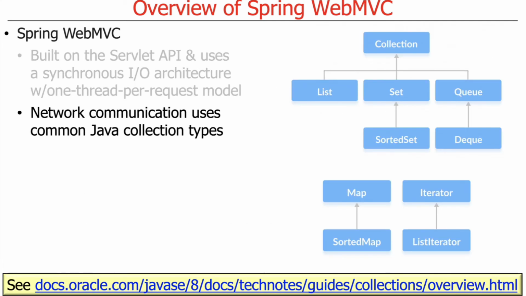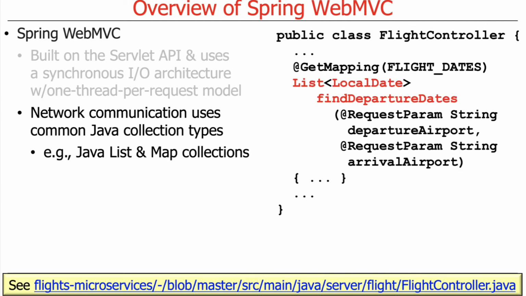The network communication in Spring WebMVC uses common Java types. And we'll see that you can send across things like strings, you can send across things like integers, and you can also send things that are collections of these things, like lists. So here's some simple examples.